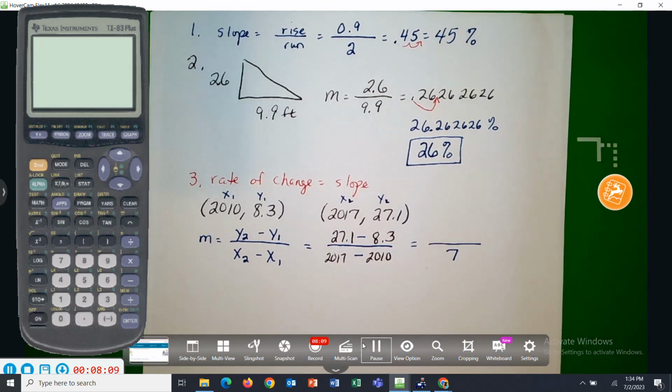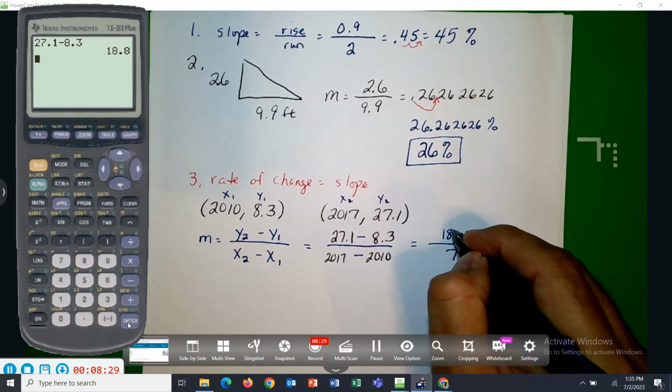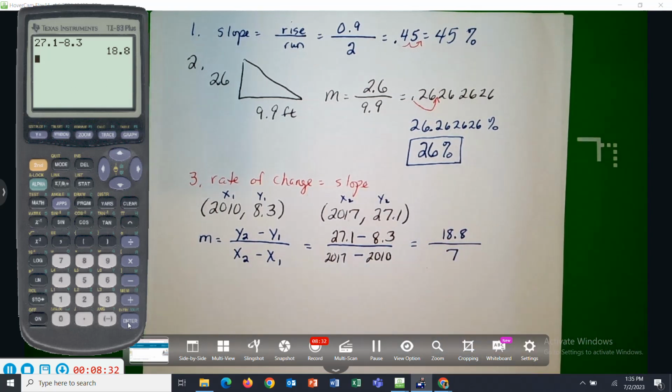Now what about 27.1 minus 8.3? That's 18.8. So 18.8 divided by 7 gives us 2.685. Let's see, how are we told to round this?